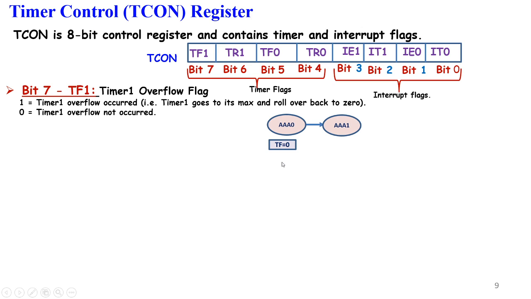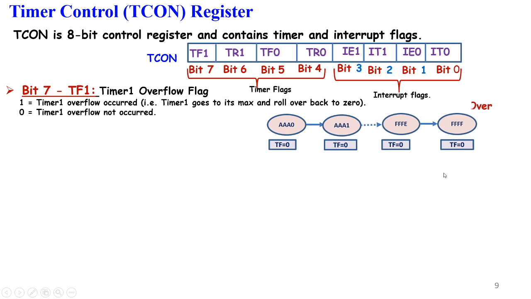It is incremented by 1 as each clock comes, and when the last count value comes, FFFF, TF will still be 0. This is the final value, FFFF, four Fs, and when it rolls over to 0000, your timer flag will be set. This is the timer overflow flag. TF is equal to 1. So this bit is reserved for timer 1, and the overflow flag gets set.